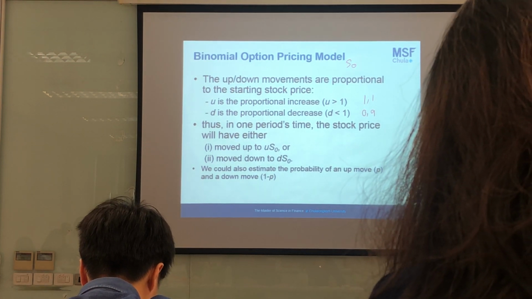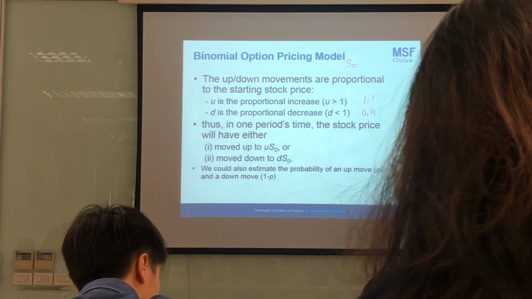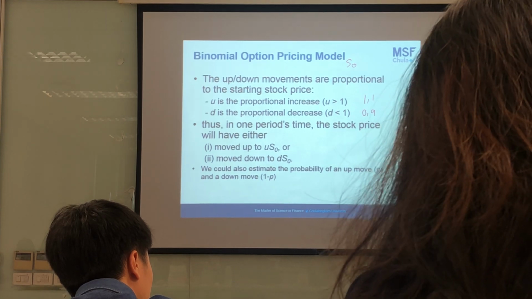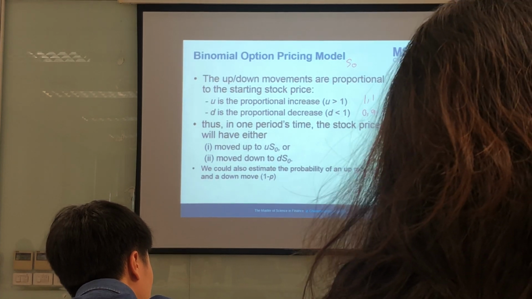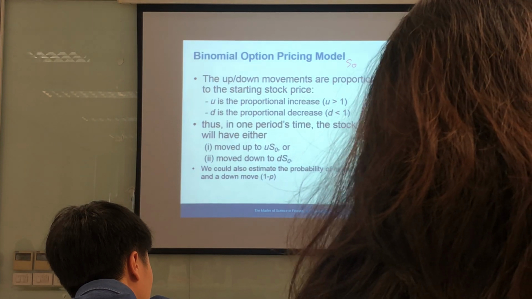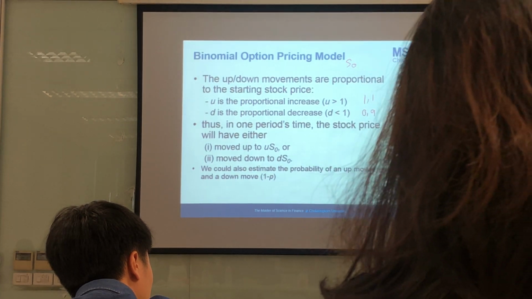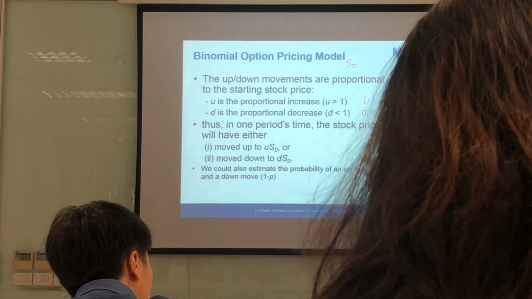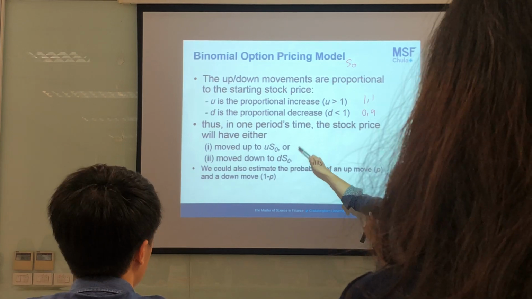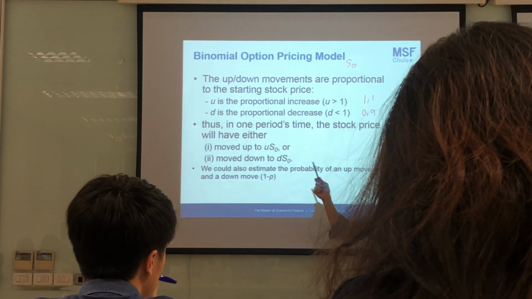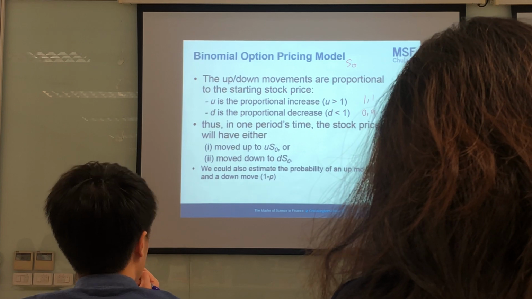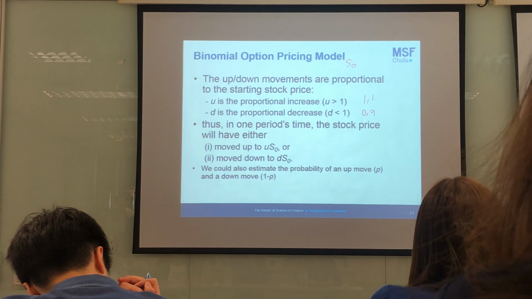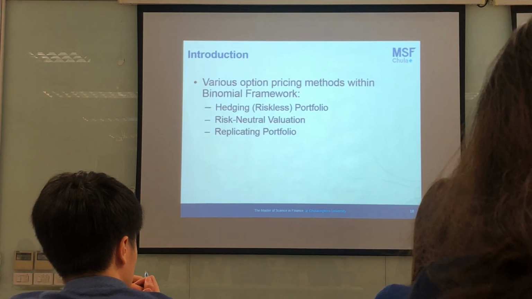We can also estimate the probability for increase and decrease too. We'll talk about this later. You may wonder how we can assume this. Actually, we incorporate the current market information in order to come up with U and D later on. I'll show you how to come up with U and D, the size of increase and decrease, by incorporating the market information later. Right now, I just explicitly assume this.